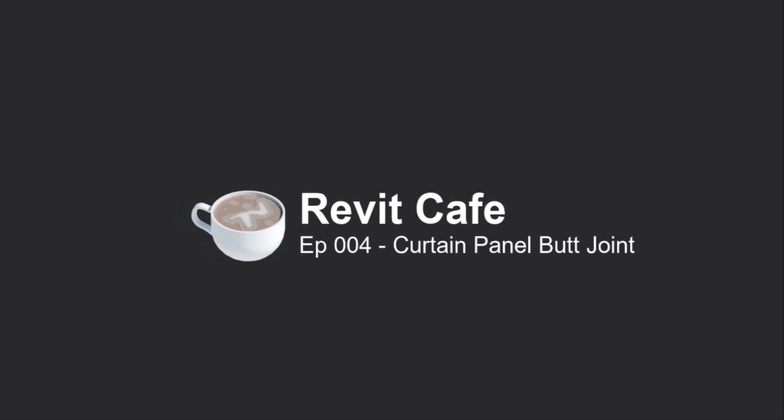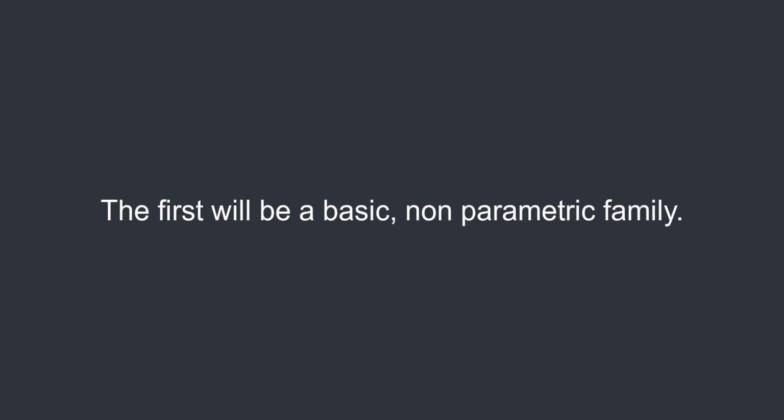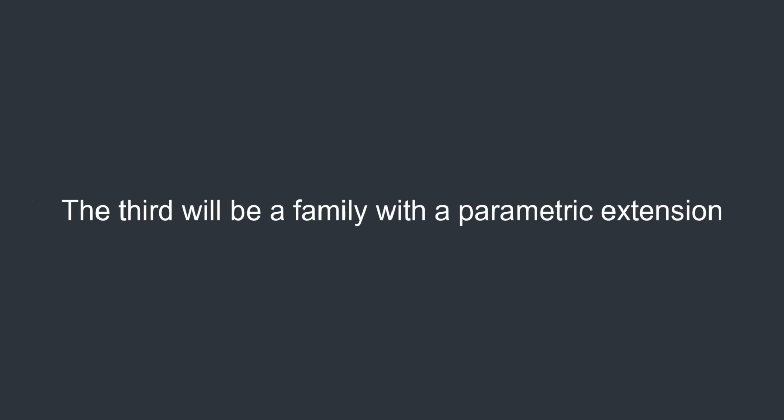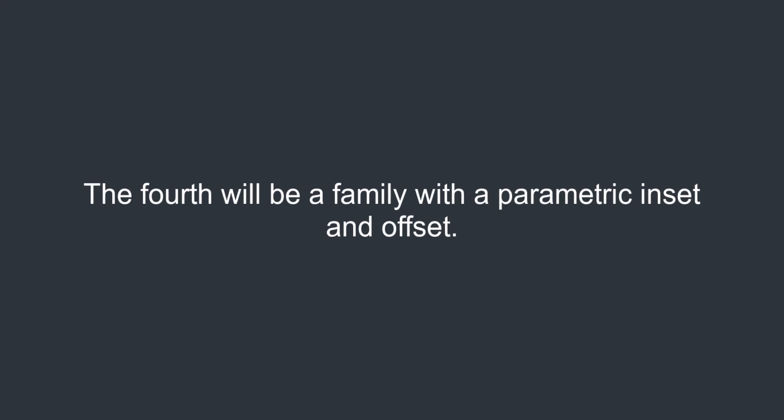Welcome to episode 4, Curtain Panels and Butt Joints. In this tutorial we'll cover the creation of 4 curtain wall families. The first will be a basic, non-parametric family. The second will be a parametric family with an origin point. The third will be a family with a parametric extension. The fourth will be a family with a parametric inset and offset.